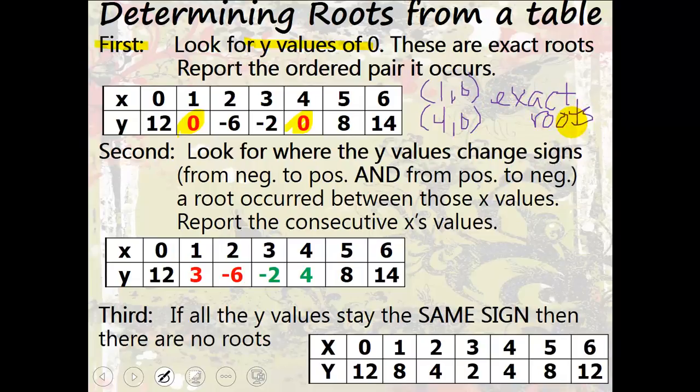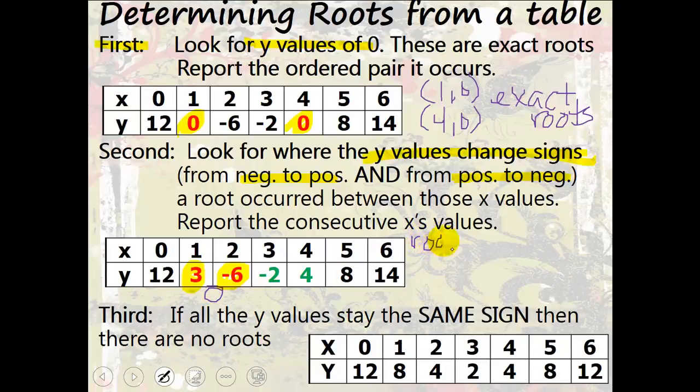If you don't have exact roots or an exact root, then you have to look for where the y values change signs. They might go from negative to positive, or they might go from positive to negative. If the y value, for instance here, is positive 3, and then it crosses over to negative 6, what value did it have to cross through? It had to cross through a 0, or a root. So we would estimate the roots.